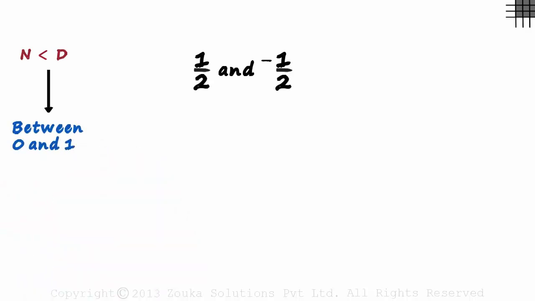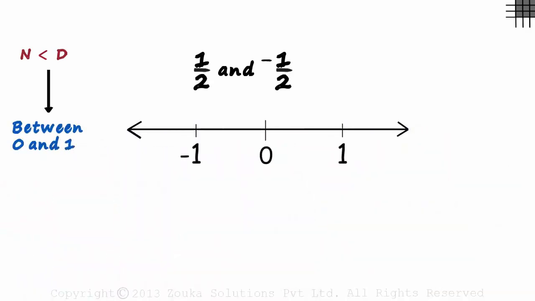So we draw the number line like this. The number 1 by 2 has to lie somewhere between 0 and 1. Now we divide the length between 0 and 1 into equal parts. How many equal parts is the question? The denominator tells us the number of equal parts. The denominator is 2, so we divide it into 2 equal parts. This line divides this region into 2 equal parts.